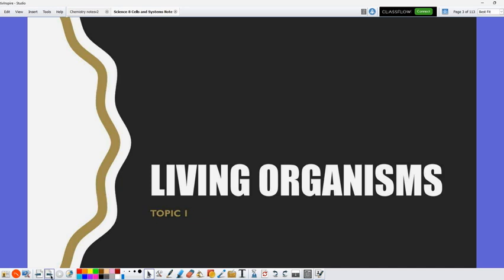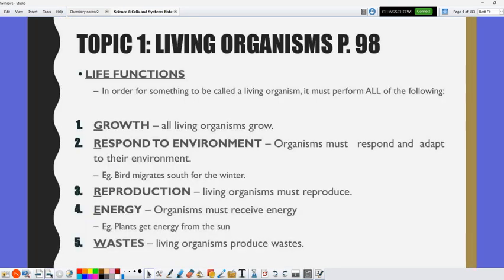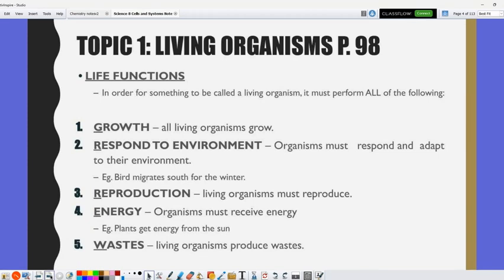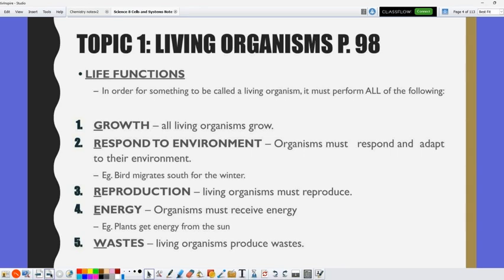And so let's start with topic 1. Topic 1 deals with living organisms. Life functions. In order for something to be called a living organism, it must be able to perform all of the following. GRREW, grew, is an easy way to remember these. Growth is all, so this is what all living things need to do to be considered to be alive. They all have to be able to grow.